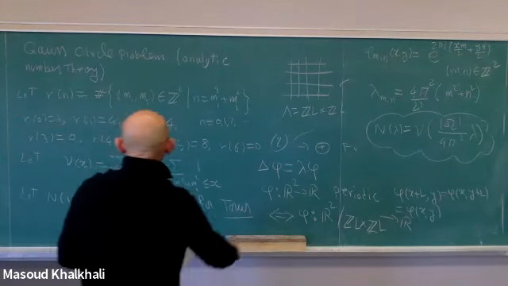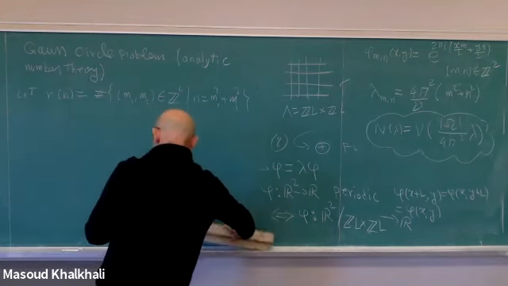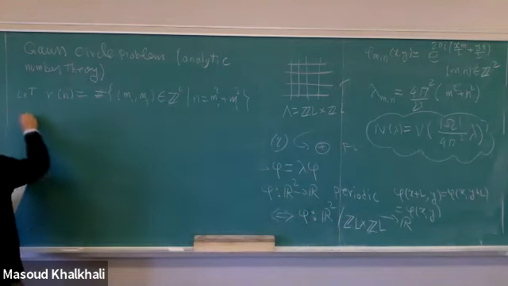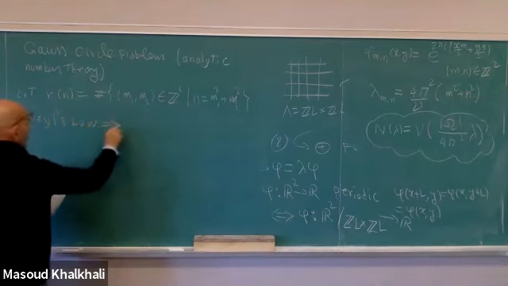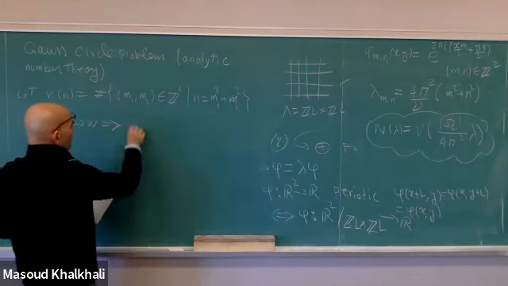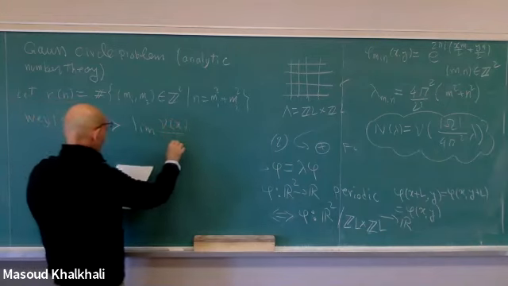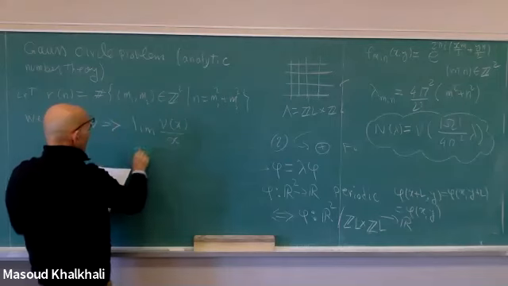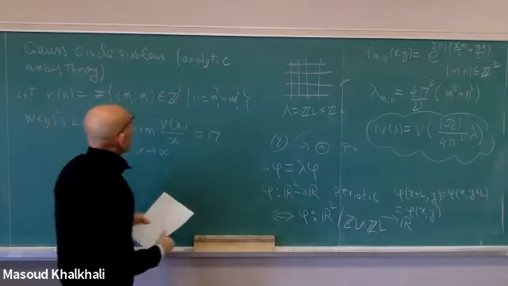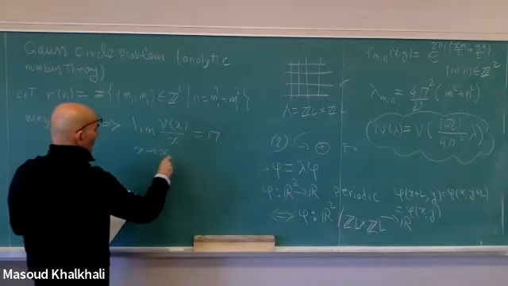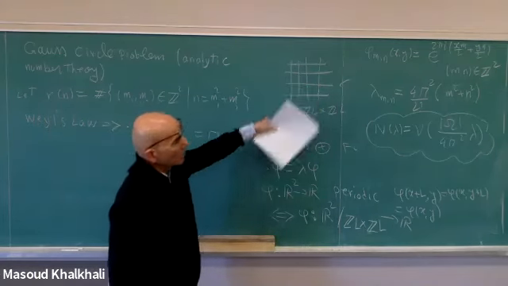So in this case, Weyl's law then implies that the limit of nu of x over x as x goes to infinity is equal to pi. So this result was proved by Gauss. Well, I mean, he didn't have to do much. He just did this elementary argument that we did.